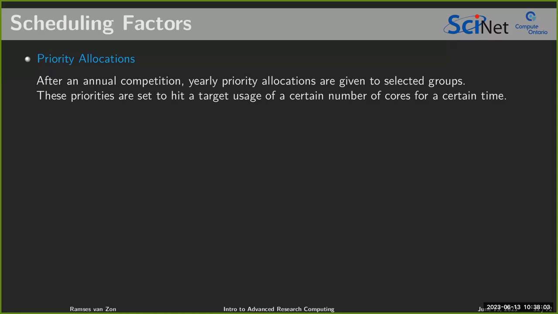As I said, the time that you wait will vary a lot, and it depends on a bunch of factors. It's not first in, first out. There are priorities at play here. There's an annual competition that the Alliance runs, previously Compute Canada, where groups, PIs, professors can ask for resources in the coming year. The way that works is you don't get those resources, you get a priority that would average out to those resources if you just use the system the whole time. It's a target resource. So say you have an allocation of 100 nodes and you're asking for a job with one node, that priority is going to be really high and it's probably going to run quickly.